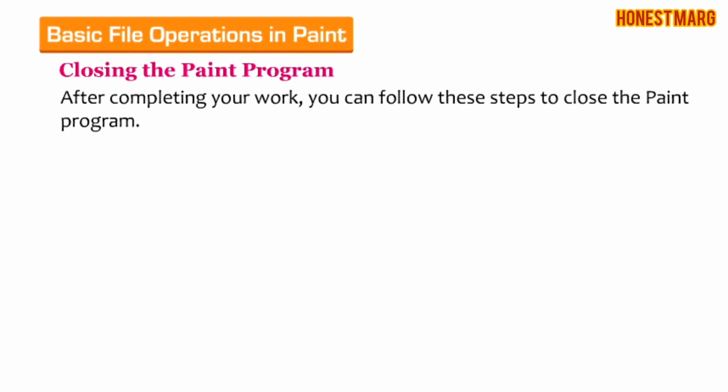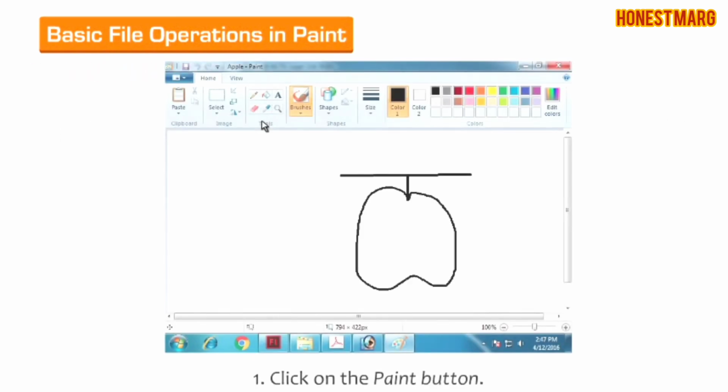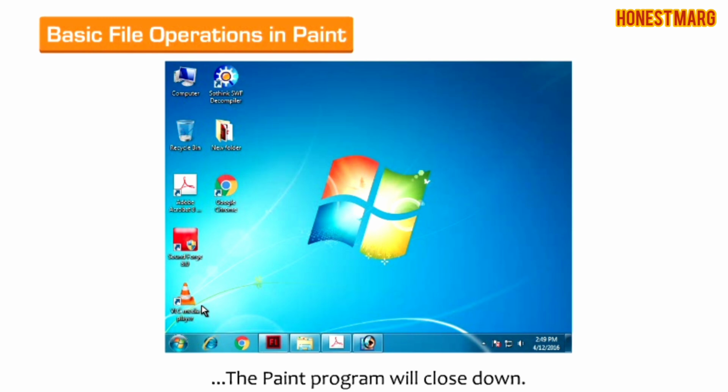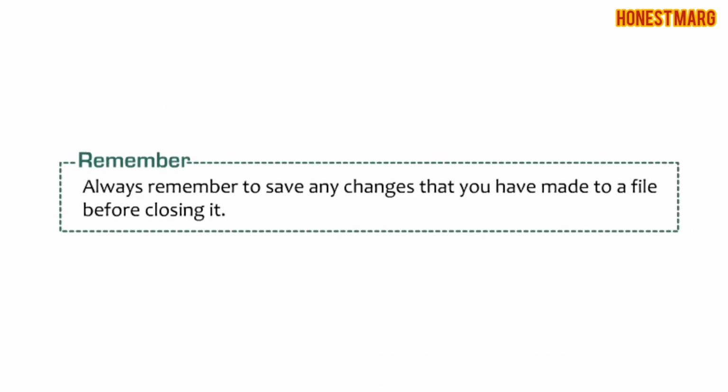your work, you can follow these steps to close the Paint program. 1. Click on the Paint button. 2. From the Paint menu, select the Exit option or click the Close button on the title bar. The Paint program will close down.